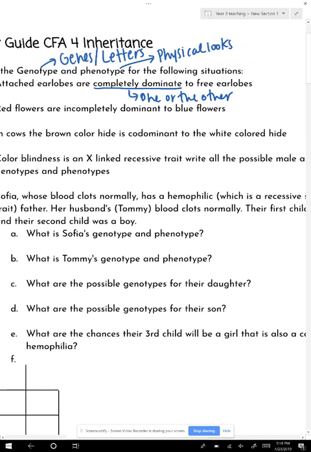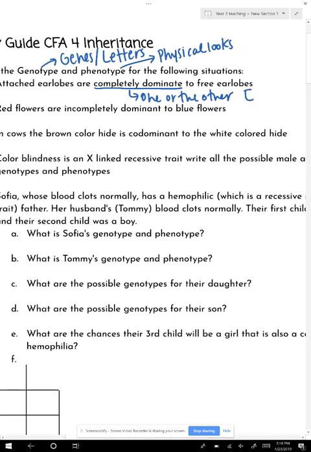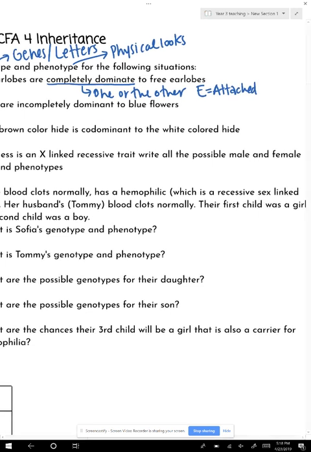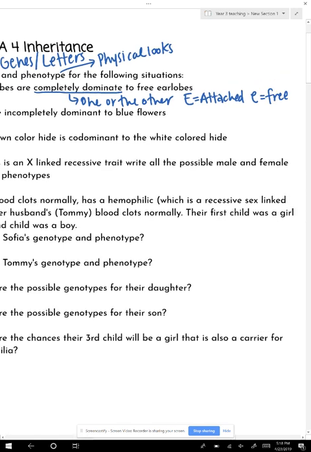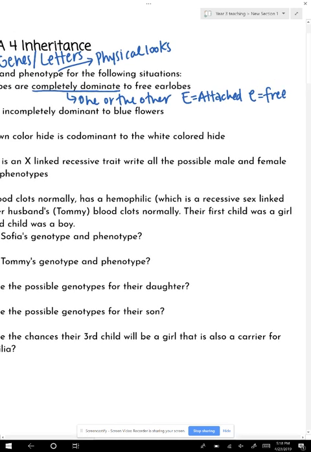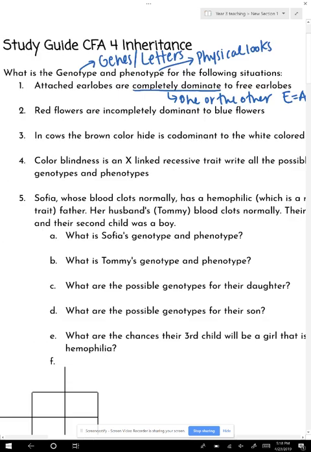So I can pick my letters. If I want to pick a capital E, that is attached, and then a lowercase e would be free. The reason I know that lowercase is free earlobes is because the attached earlobes are dominant. So that means the attached ones are the ones that are going to show.